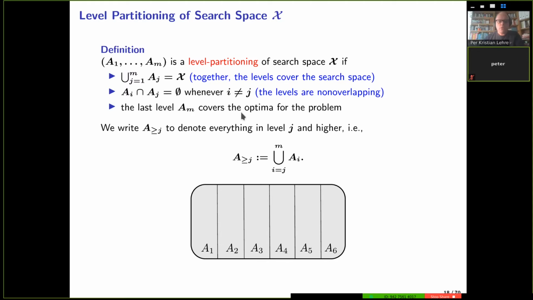In order to talk about these levels, it's useful to introduce some notation. So we introduce this notation A subscript at least j to mean everything above level j, from level j and upwards. So for example, A at least 3 means this part of the search space here. It's level 3 and upwards.